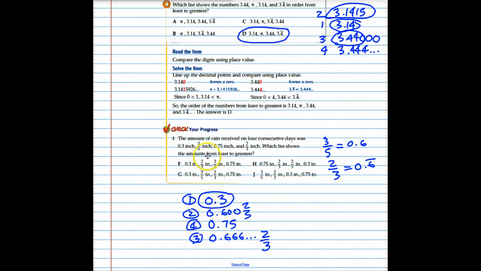So we're looking for 0.3 as the first, 2/5, then 2/3. Excuse me, it's 3/5. My mistake. So 0.3, 3/5, 2/3, and 7/5. So this would be our correct answer here, G.